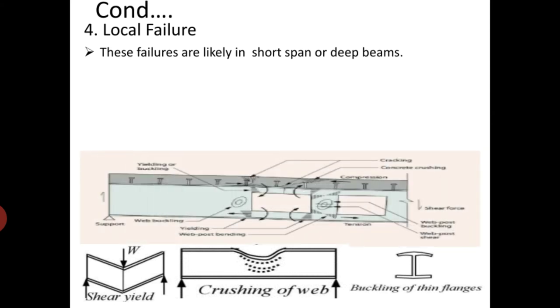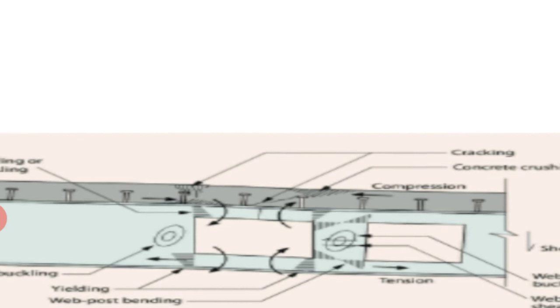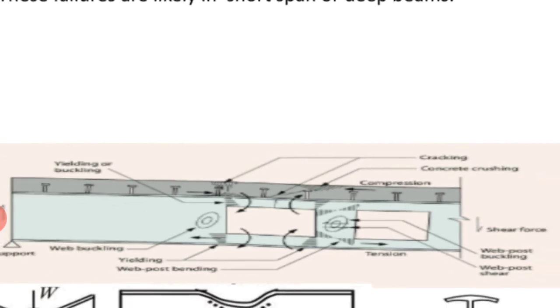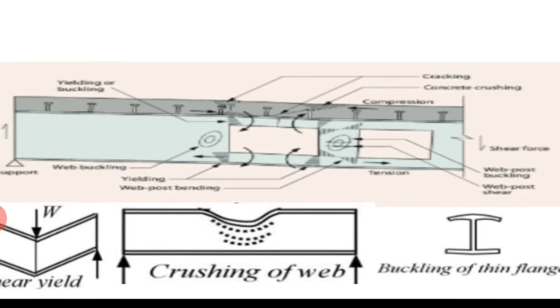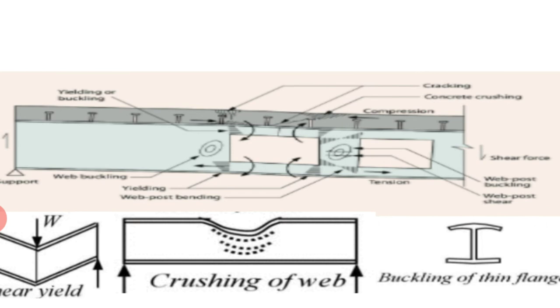All three types of failure can be seen in this beam. Look at this beam. You can see the web has yielded and crushing of the web has taken place, then buckling of the flanges has taken place. All these failures, shear yield of a web, crushing of a web, or buckling of thin flanges, are classified as local failure of the beam.